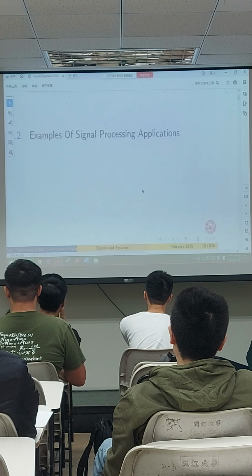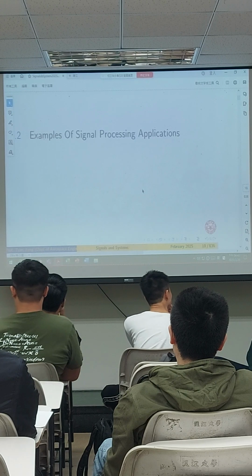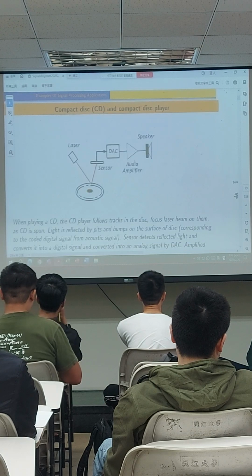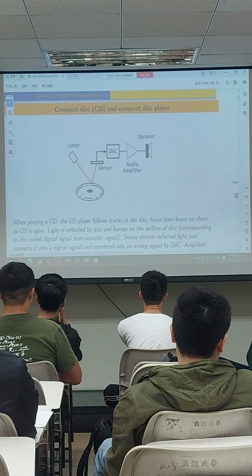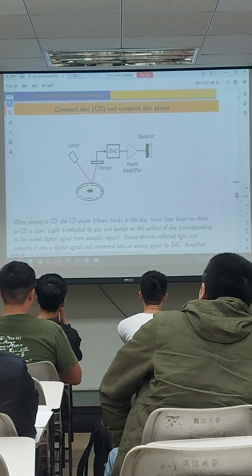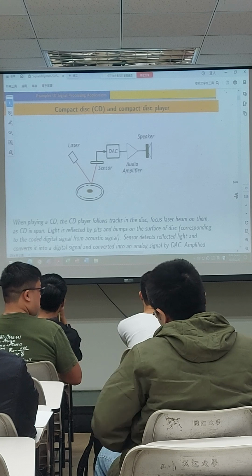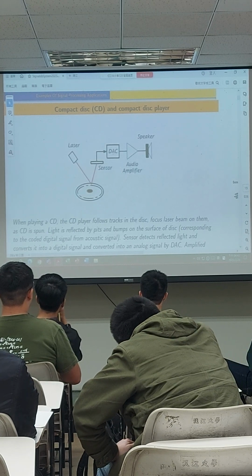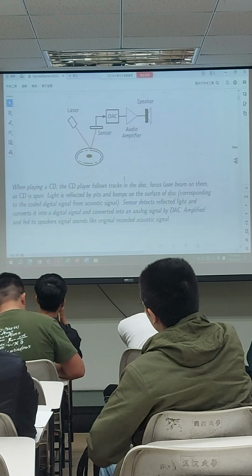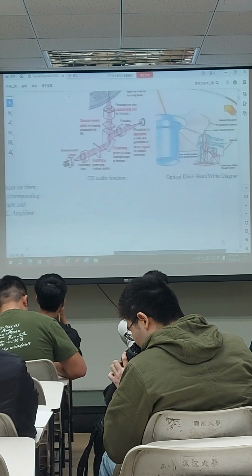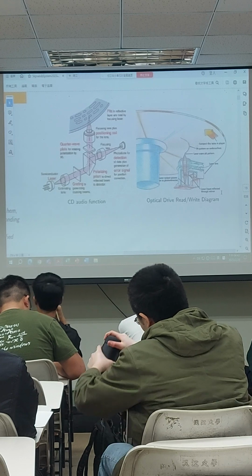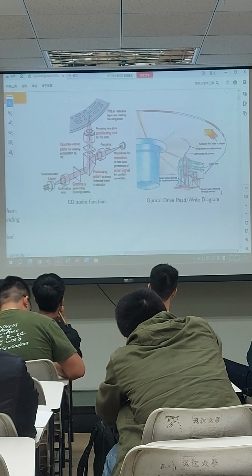All right, now let's go through some simple applications. I think most of them you have already experienced. For example, the first one, CD player. In the CD player, you can find the digital signal processor. There's a DAC. DAC means what? Digital to analog converter, okay, DAC. And this is the detailed structure of the CD player. You can find the figure from the World Wide Web very easily.